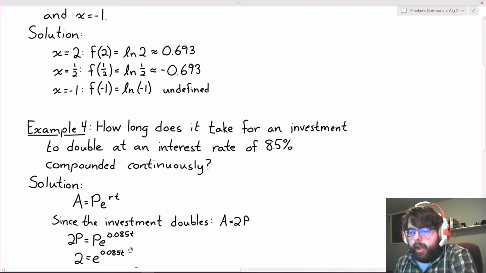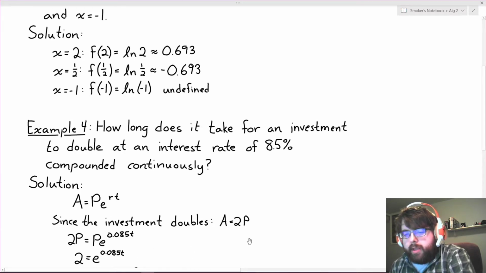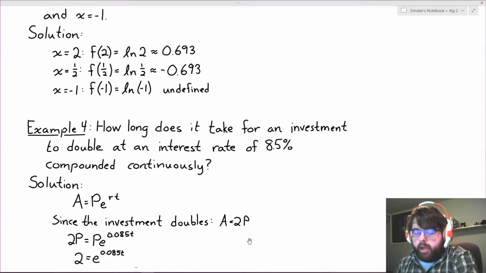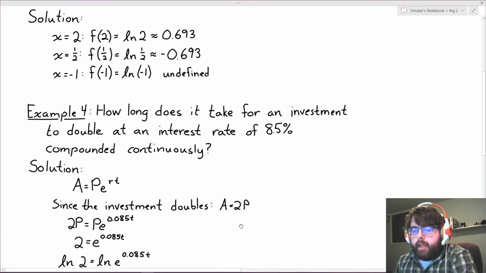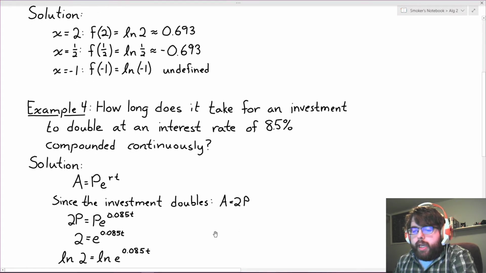And because that's an unknown in the exponent, the whole reason we learned logarithms was because it allows us to solve for unknowns in exponents. And we weren't able to do that before logarithms came along. Now that we have the natural log, we can do one of two things.